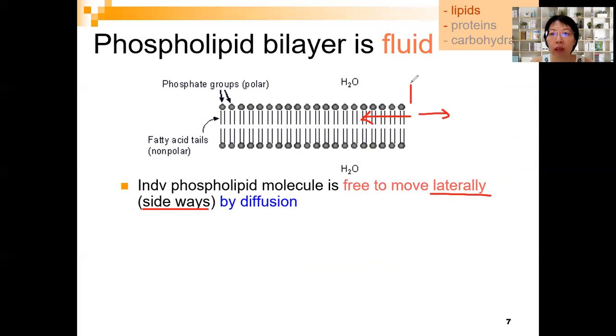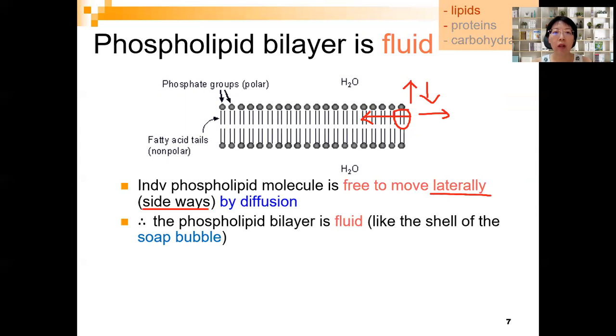So the phospholipid molecules cannot move up and down because when they move up and down, the fatty acid tail will be exposed to water. They do not want to be exposed to water. So the only way is to move sideways, okay? You move sideways. So this is how the phospholipid molecules will move, and therefore the phospholipid bilayer is a fluid.